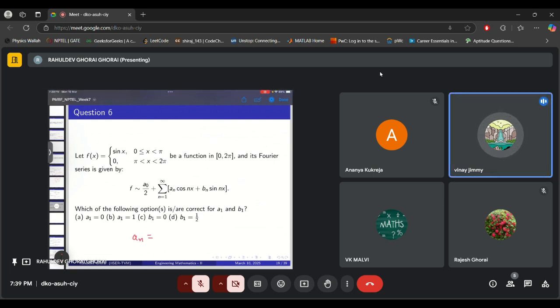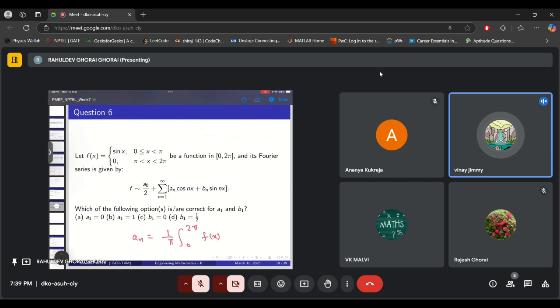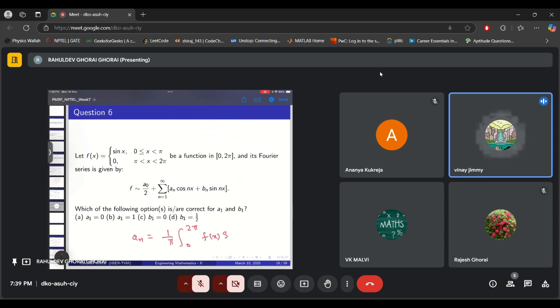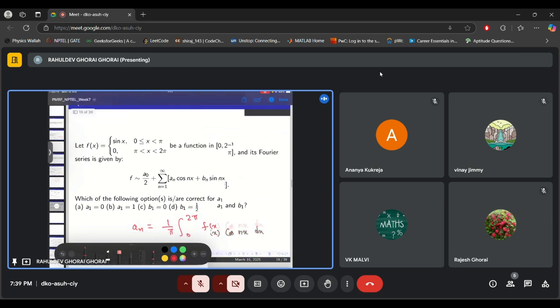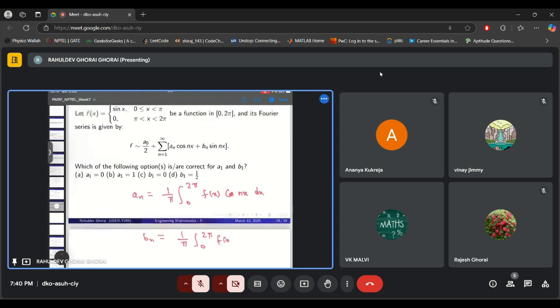Yes, 1 over pi, integral 0 to 2 pi, then fx, whatever, dx. Cos, not sine, cos nx, right? Exactly. So once you know this, then you are done. So 1 over pi, 0 to 2 pi, fx sine nx dx.